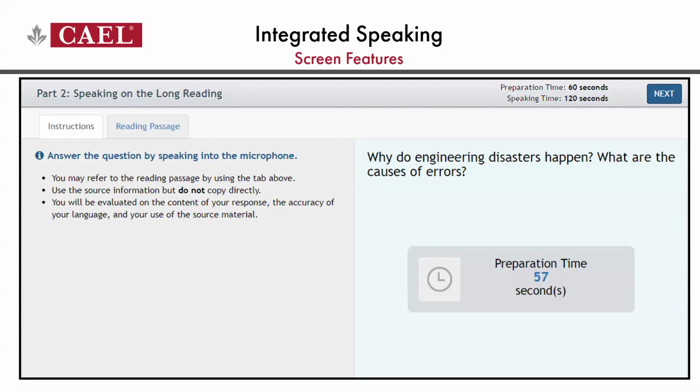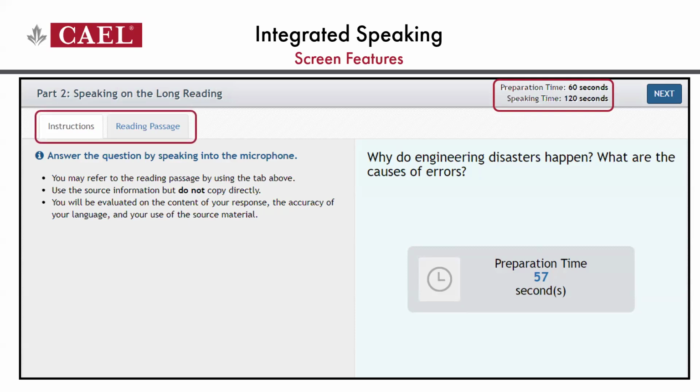So I'm showing you what your reading question is all about. You can see in the top left corner of the computer screen, it tells you you're working through part 2, speaking on the long reading. Timer is always here. We have 60 seconds to read the question and think about the answer, and then 2 minutes to talk. So here's where the setup is just a little bit different.